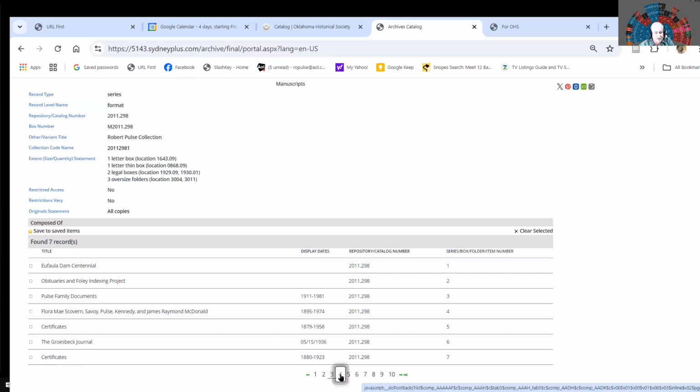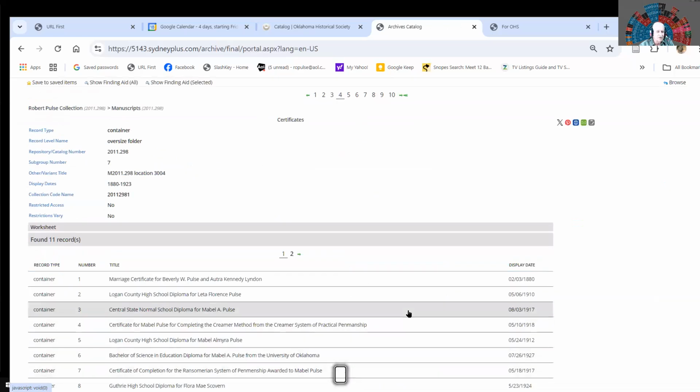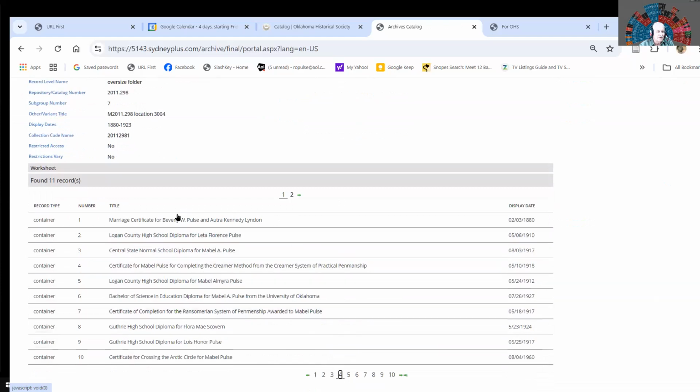Okay. And it's going to open up each one of those. Okay. Here's the marriage certificate for Beverly W. Pulse, my great grandfather. And Otta Kennedy, that was his second wife. Logan County School Diploma for Lita Florence Pulse, who's one of Mabel's sisters. Central State Normal School Diploma for Mabel.